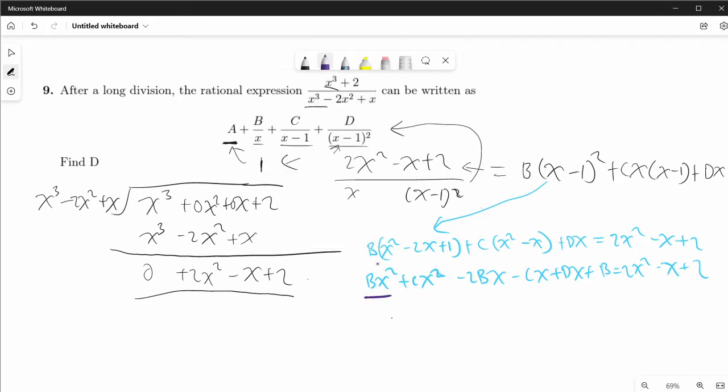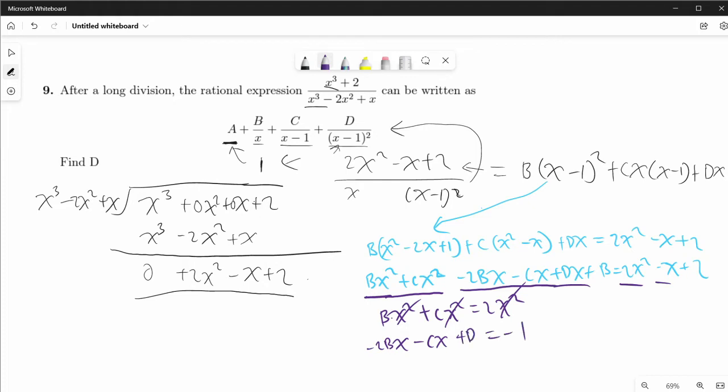Using another color, we have the x squared terms, right? So bx squared plus cx squared equals 2x squared. If you divide the x squares out, b plus c equals 2. Again, doing that with the single powers, negative 2bx minus cx plus dx equals negative x. We divide the x's out, so this will be negative 1. And then finally, the constant term, b equals 2.